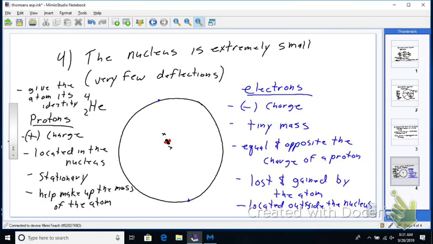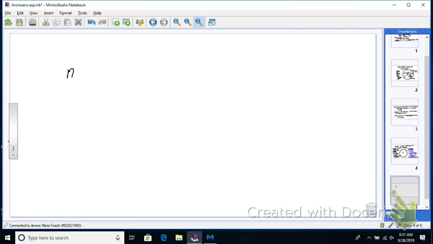Okay? The last one doesn't have a lot of fanfare, and it's the neutron. What do we know about the neutron, which we haven't talked much about? No charge.